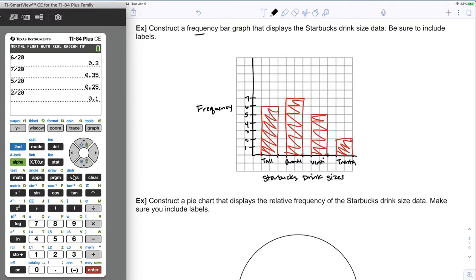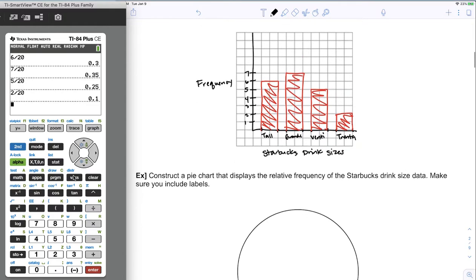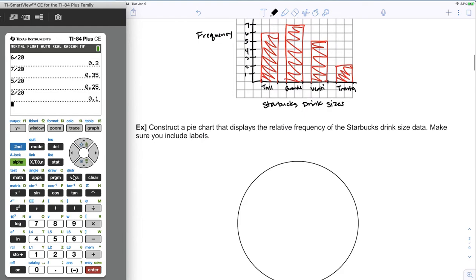The next example is asking us to construct a pie chart that displays the relative frequency of the Starbucks drink size data. Make sure you include labels. So this can be a little bit tricky by hand. It's extremely easy to make a pie chart in programs like Microsoft Word and Pages. We'll just do our best here with doing it by hand.